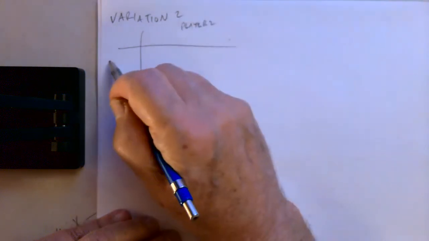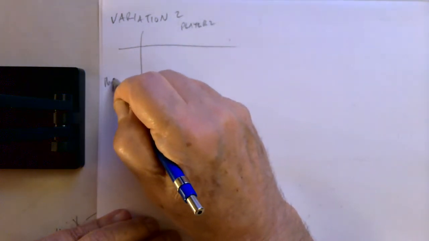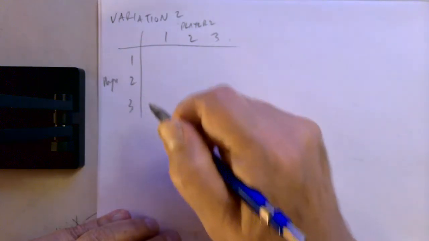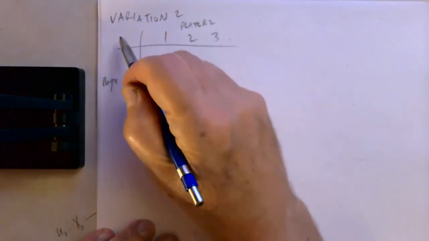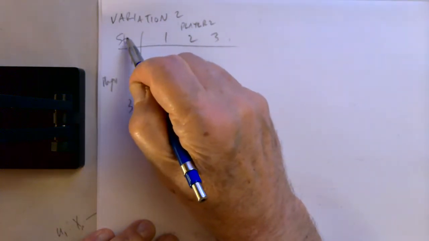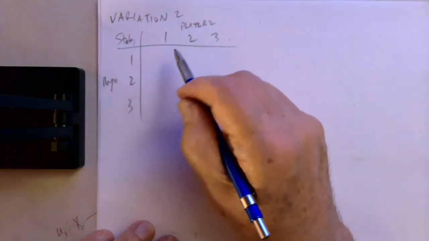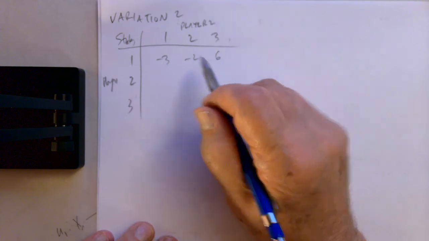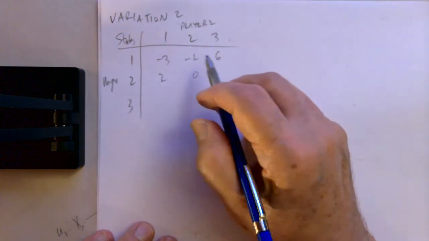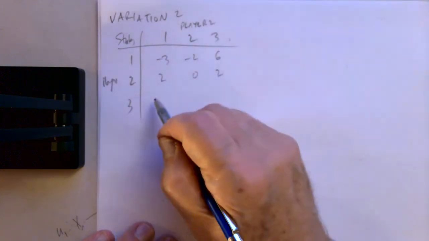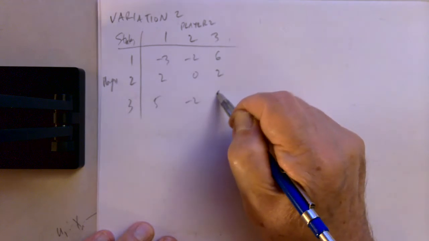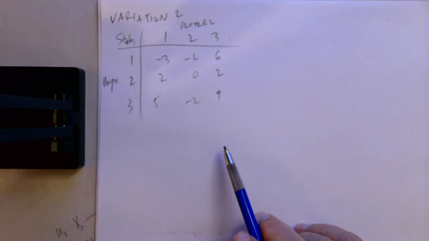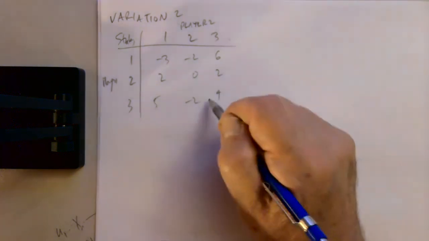So here's player 2. Here's player 1. And again, they have the same 3 strategies. And now the payoff table is -3, -2, 6, 2, 0, 2, 5, -2, 4. Oops, -4.